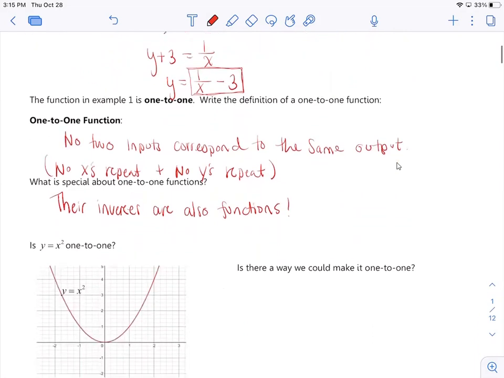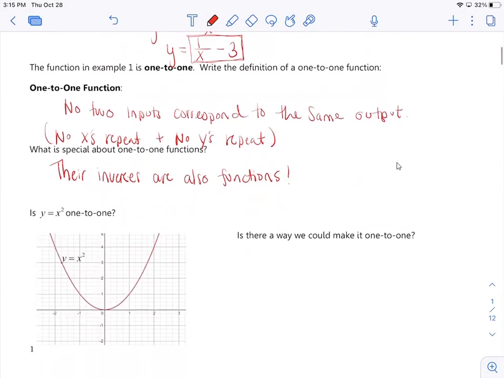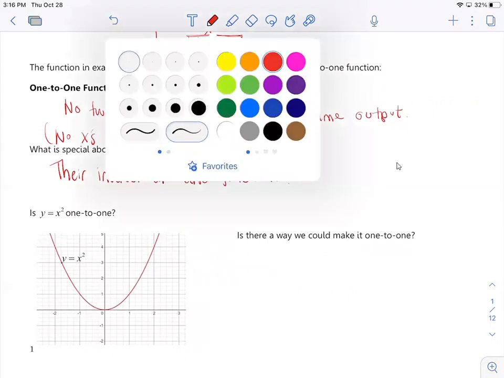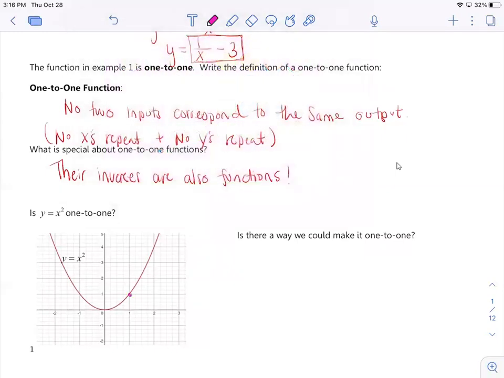So looking at y equals x squared, right? This parabola you've worked with in your past, would you consider this one-to-one? What I mean by that is, is each input mapped to a unique output? Well, if you look, just right here, let me change my color. This 1 gets mapped to 1, but -1 also gets mapped to 1. So this is not one-to-one.